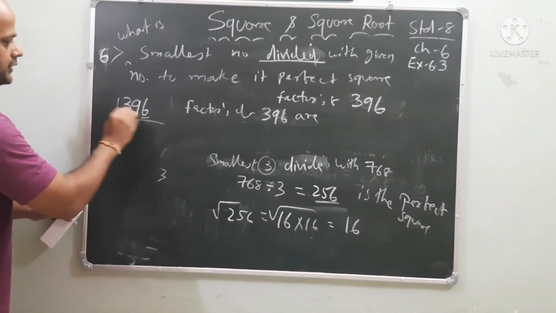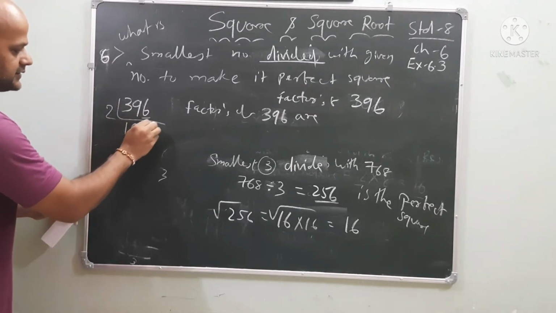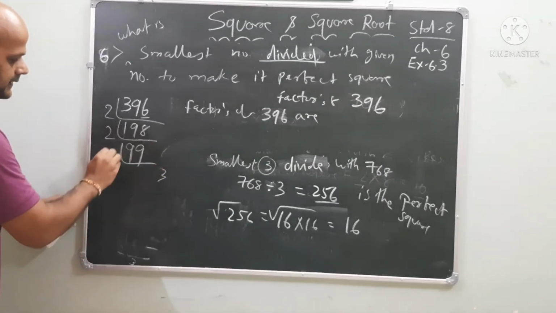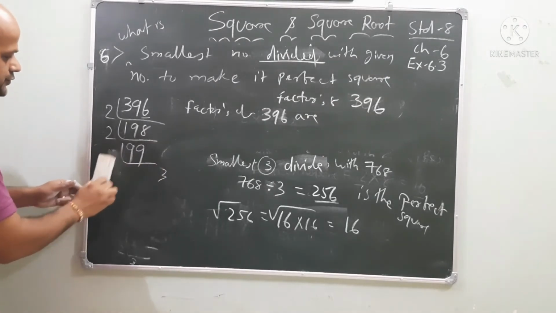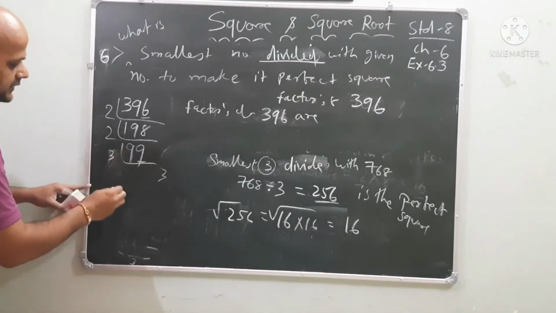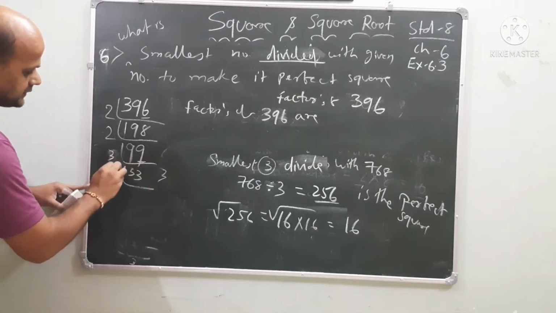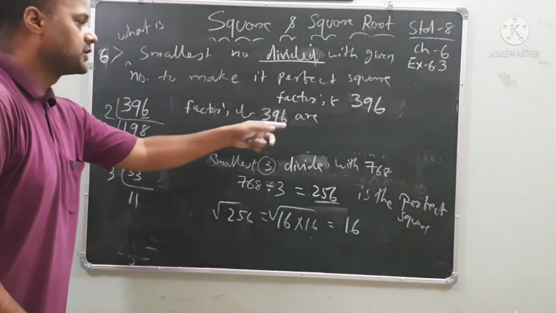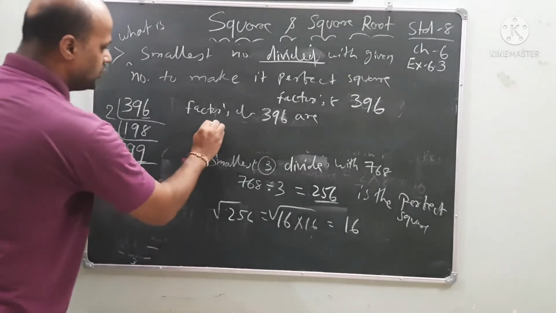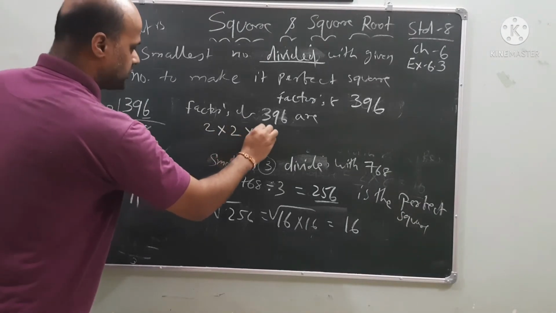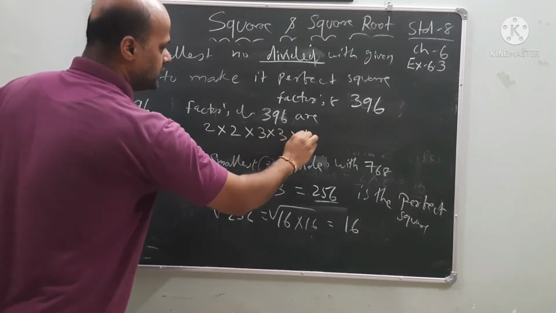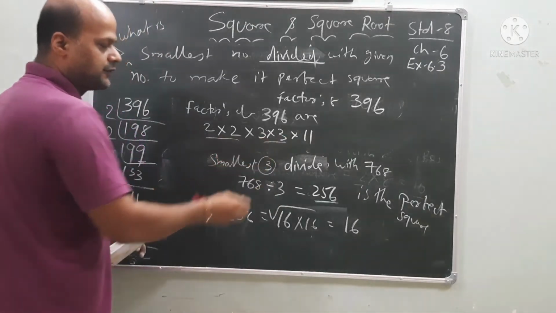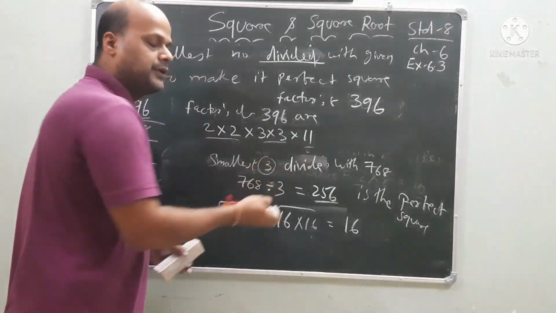Even number, go for it. 2 1s are, 2 9s are, 2 8s are. Sorry, 2 9s are... The smallest is saying 3. 3 3s are 9, 3 11s are 33. Now the factors of 396 are what? You have to write 2 2s, 2 3s, and only a single 11 is there. Now here pairing is there for 2 and 3, but 11 has no pair.